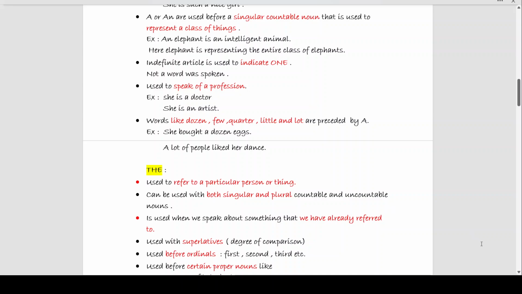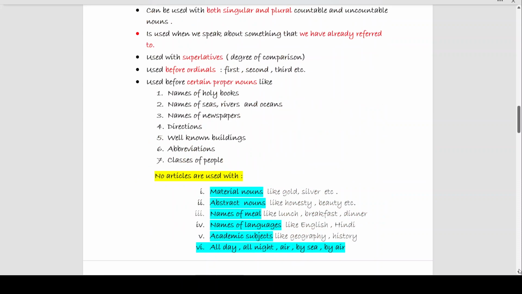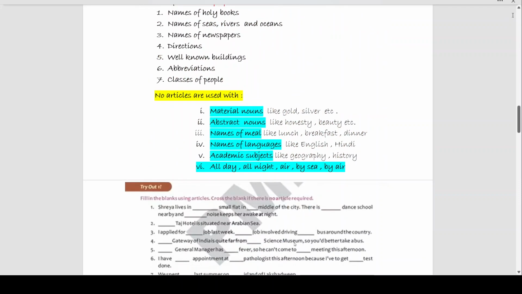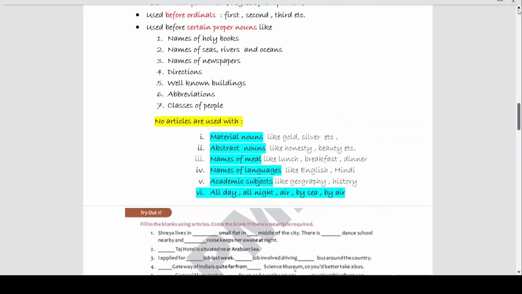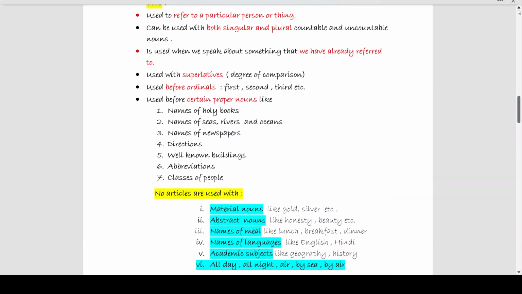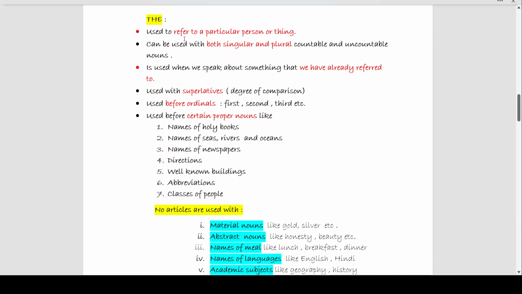Next, we will study the definite article "the". Definite means it is referring to a particular person or thing. We know what we are talking about, what we are referring to. Therefore, we will use the definite article "the". It can be used with both singular and plural, countable and uncountable nouns. This you have to keep in mind: singular is one, plural is more than one, countable can be counted, uncountable cannot be counted.